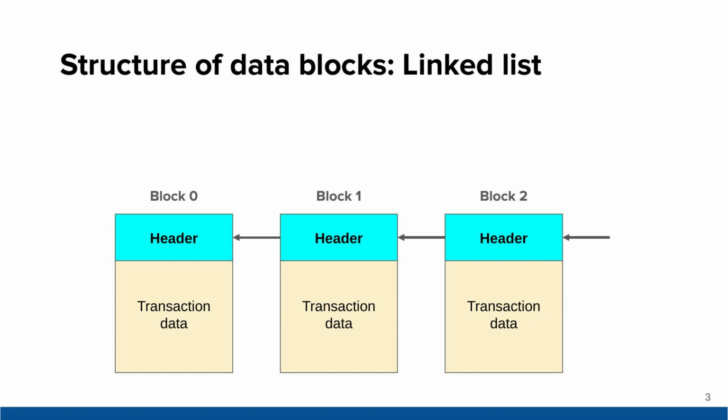Picture it like this. You have block 0, block 1, block 2, and so on. Each block has two parts. A header, like the label on a folder, containing information about the block. Transaction data, the actual records inside the block. The blocks are linked together in order. Block 1 points back to block 0. Block 2 points back to block 1, and so on. This chain of connections means you can trace the entire history all the way back to the very first block, called the Genesis block. The complete story is preserved, end to end.